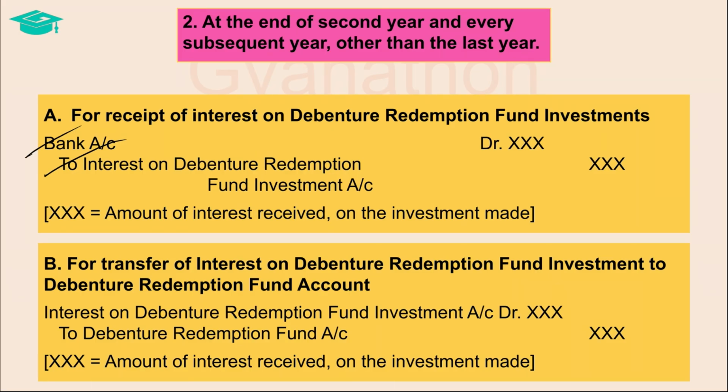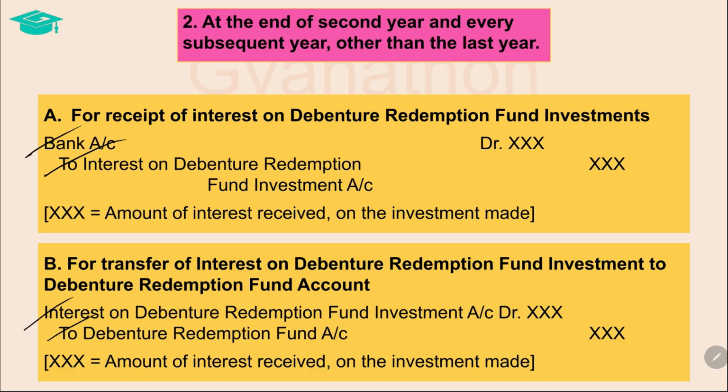Next, such balance of interest should be transferred to the debenture redemption fund so that it can be further invested from the fund account. The interest amount should be taken out of the interest account and put into the debenture redemption fund account. This is done by debiting the interest on debenture redemption fund investment account with the amount of interest received on the investments made. The corresponding credit is given to the debenture redemption fund account.